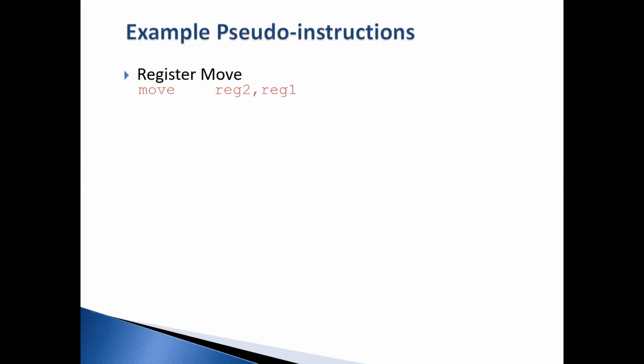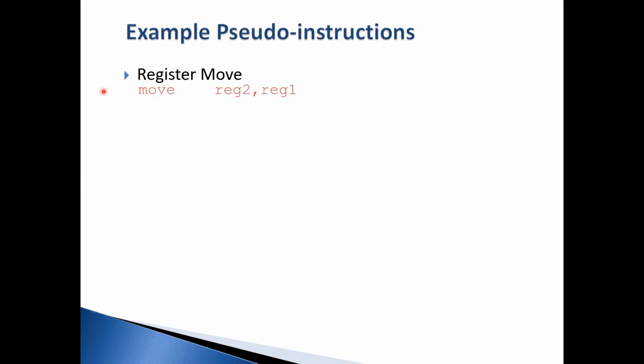Okay. So the first one, move. Move is to move the content of register 1 into register 2. And you can see that this is a pseudo because one thing is that we can use an existing MIPS instruction to represent that. And also it's not really following the 1, 2, 3, 4 format. So this is a pseudo.